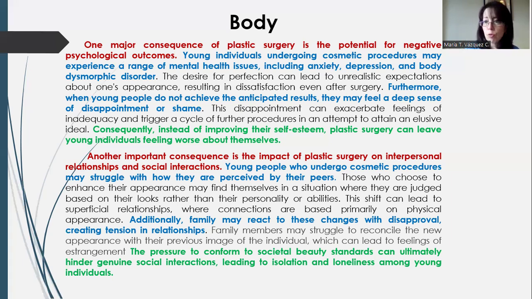Then you have another main supporting idea, different from this one, but connected to the topic sentence. And this one says, additionally, you can see the connector, like in the other paragraph, we have furthermore. Here we have additionally because it's another supporting idea that explains the topic sentence. In this case, the interpersonal relationships and social interactions, how they have changed. Okay, this idea says, additionally, family may react to these changes with disapproval, creating tension in relationships. And then the explanation, the details.